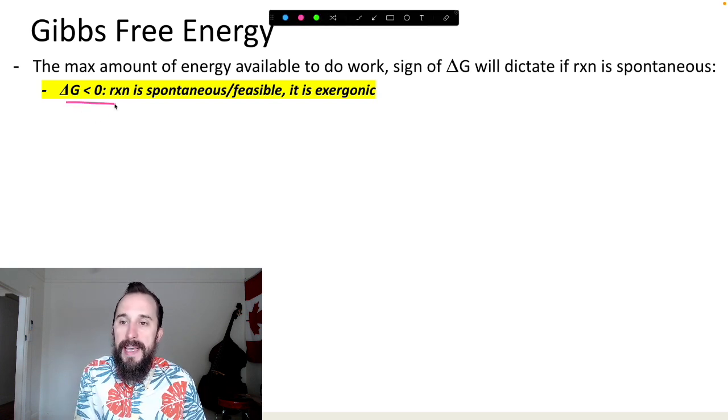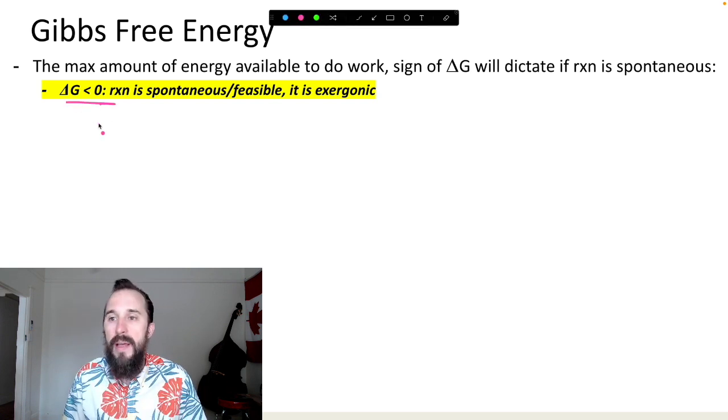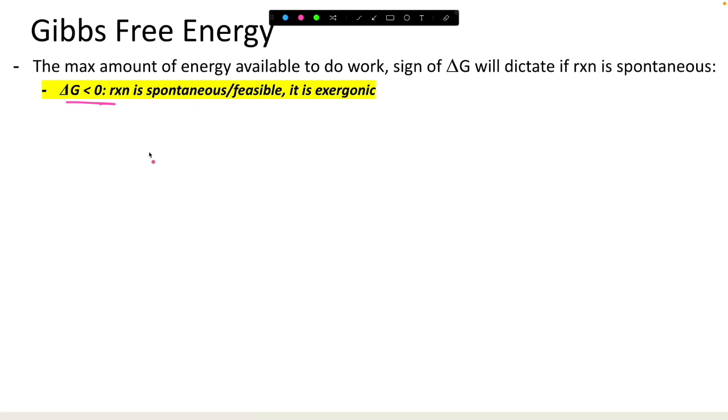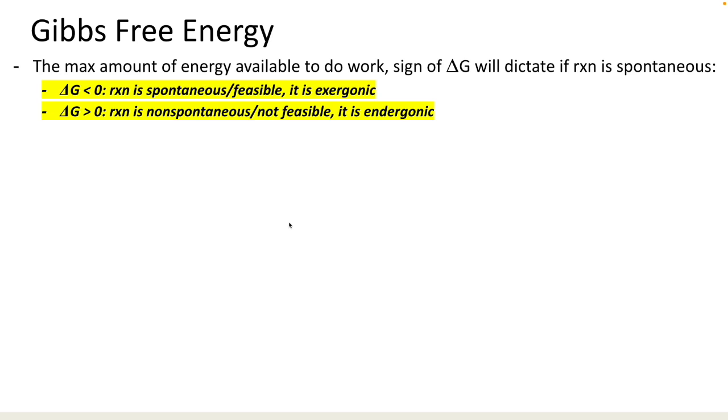Either delta G is less than 0, a negative value, and we would say that therefore there's energy available to do work, and it would be a spontaneous, feasible process, and we can also use the word exergonic to describe that. Conversely, if delta G is greater than 0, it means that we have a positive value, and therefore the reaction is non-spontaneous or not feasible, and we can refer to that as endergonic. And then our third option is where delta G equals 0, and that implies our reaction is at equilibrium, where there will be no observable change.